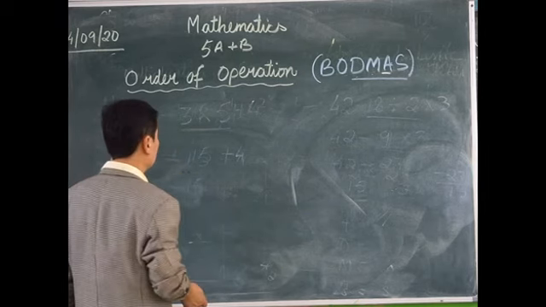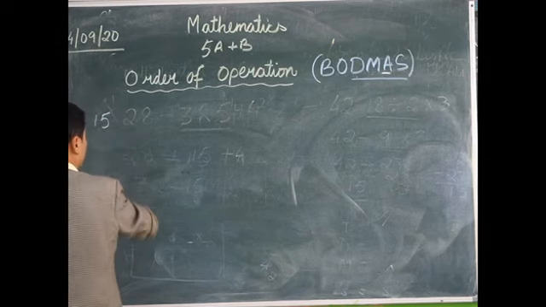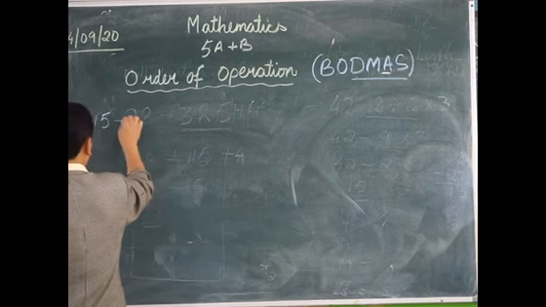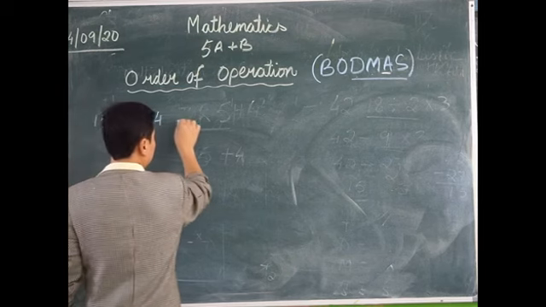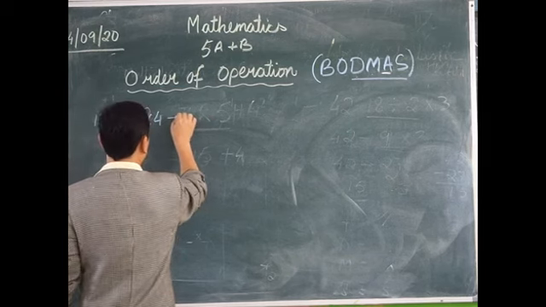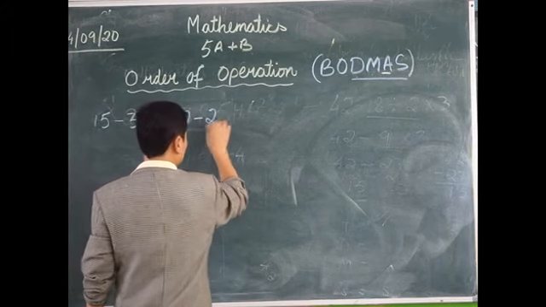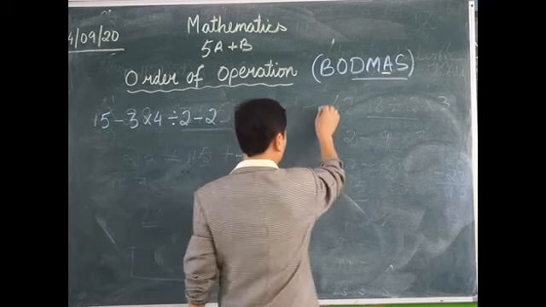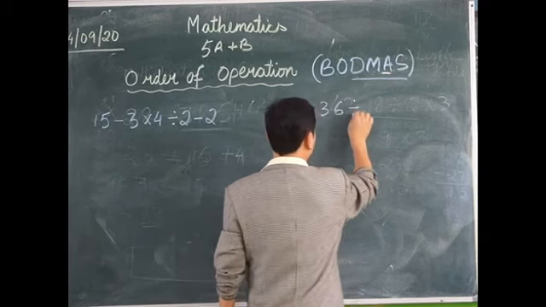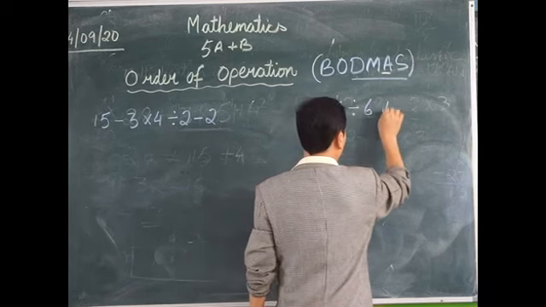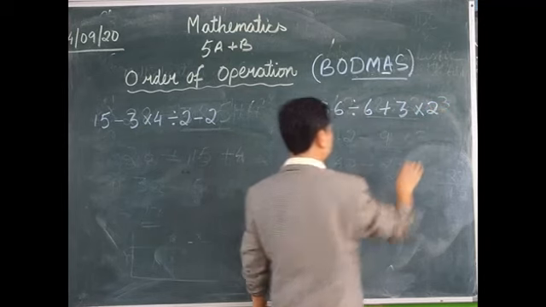So let's do another one. 15 minus 3 into 4 divided by 2 minus 2. Let's do another one. 36 divided by 6 plus 3 into 2.